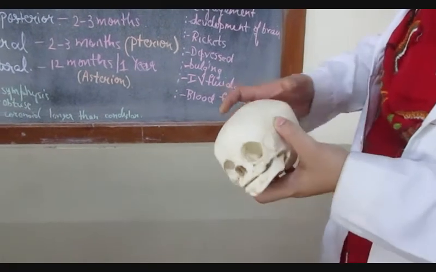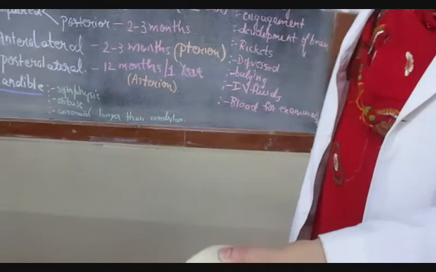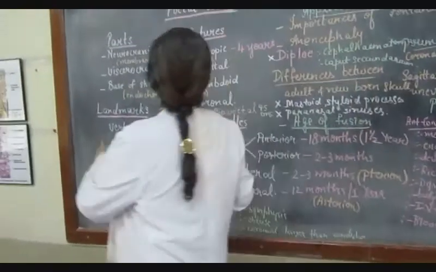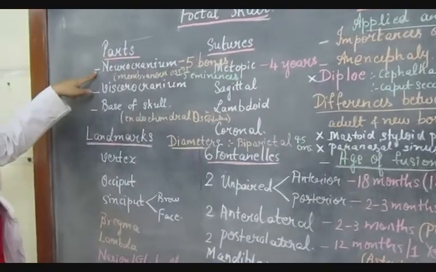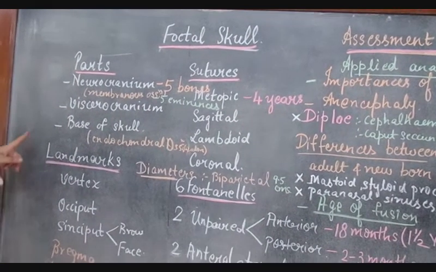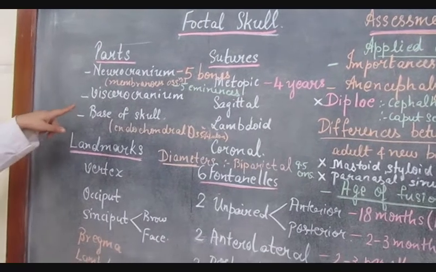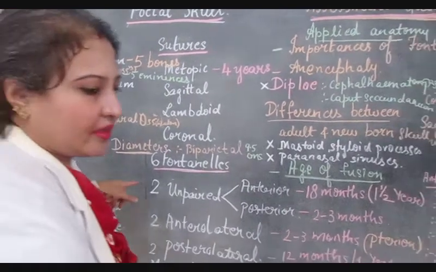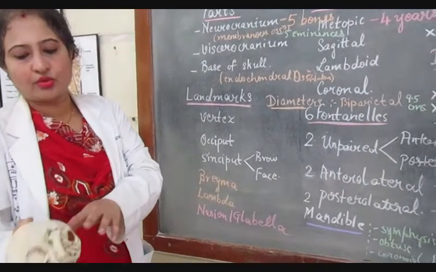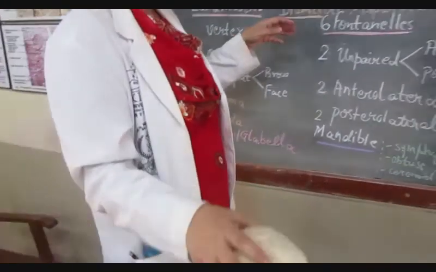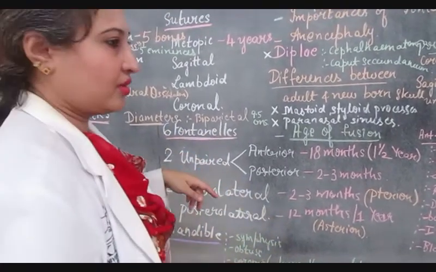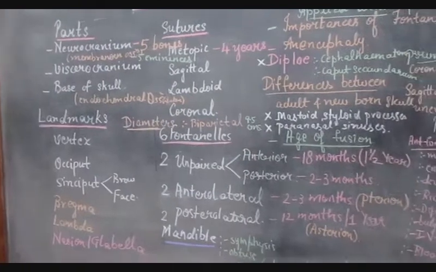So you have to sum it all up, I will just tell you. The fetal skull has 3 parts: the neurocranium, which has 2 frontal bones united at the metopic suture, 2 parietal bones, the occipital bone, and 2 temporal bones also. So how many are there? 1, 2, 3, 4, 5, 6, 7 bones, not 5, totally 7 bones.